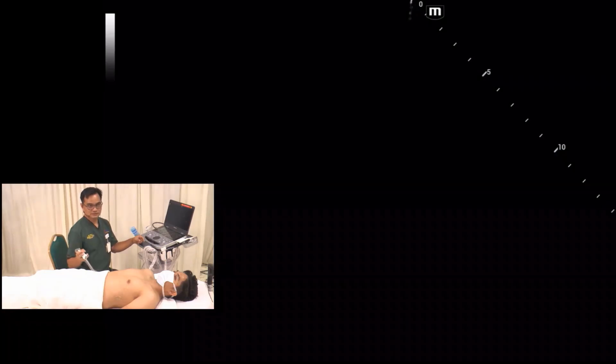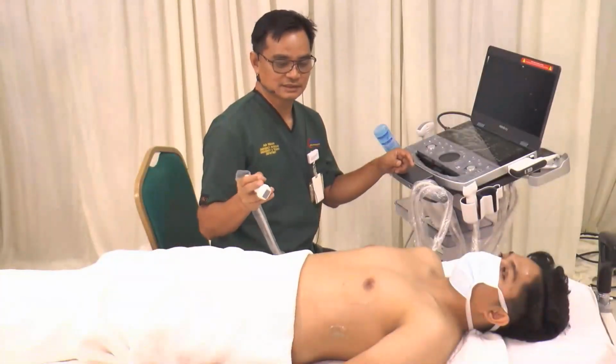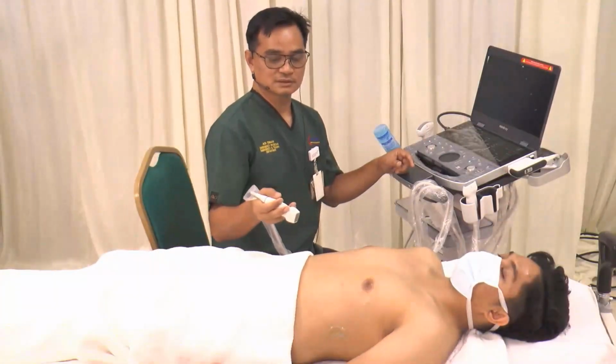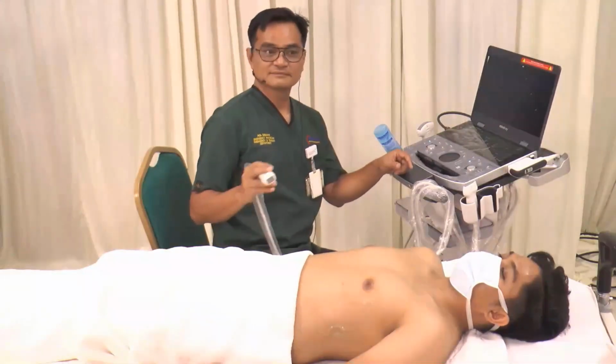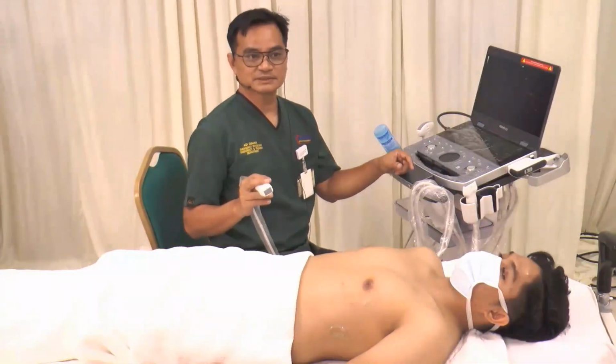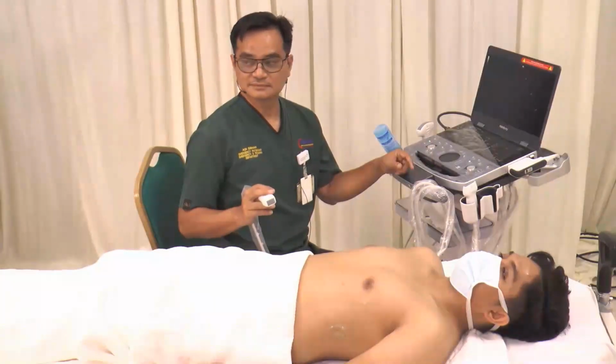Okay. And last, step 6 is you can use ultrasound in a guided procedure. For example, you want to do a thoracocentesis, you can do a pericardiocentesis. Right. I think that's about it. Any question?